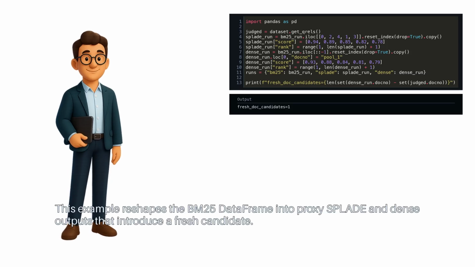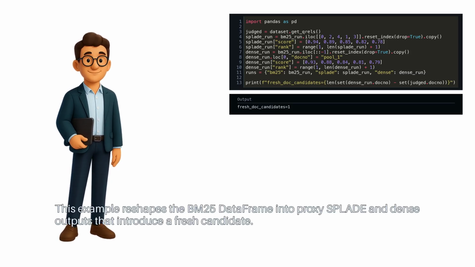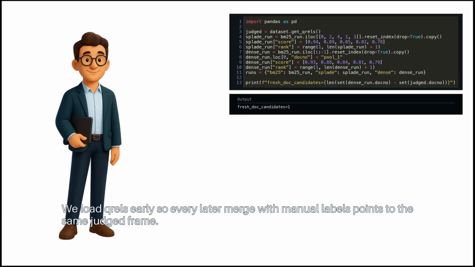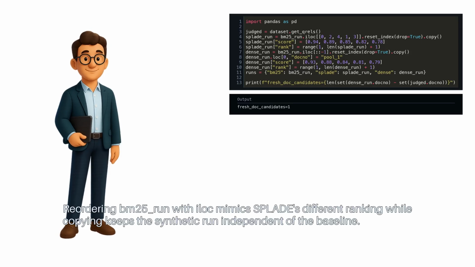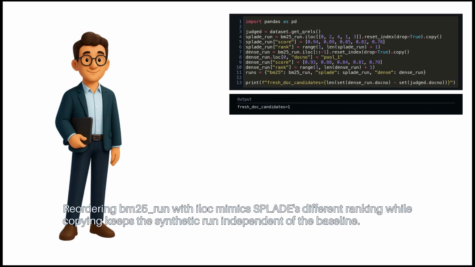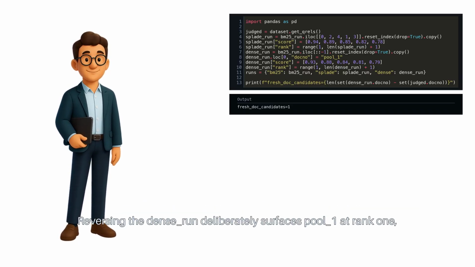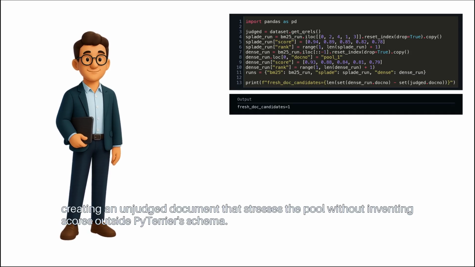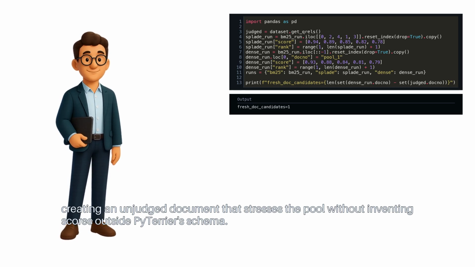This example reshapes the BM25 data frame into proxy SPLADE and dense outputs that introduce a fresh candidate. We load Qrels early, so every later merge with manual labels points to the same judged frame. Reordering the BM25 run with iloc mimics SPLADE's different ranking, while copying keeps the synthetic run independent of the baseline. Reversing the dense run deliberately surfaces a new doc at rank 1, creating an unjudged document that stresses the pool without inventing scores outside the PyTerrier schema.